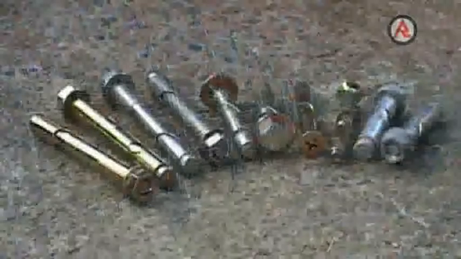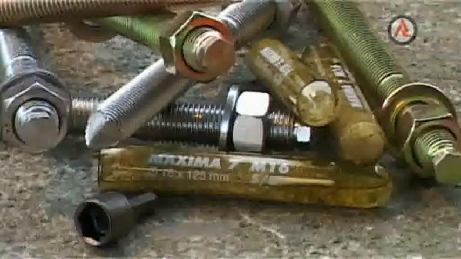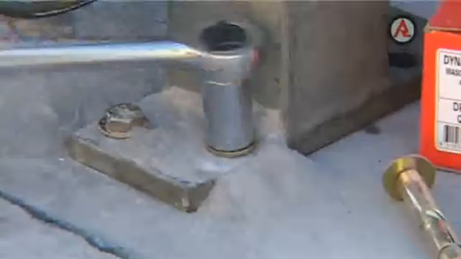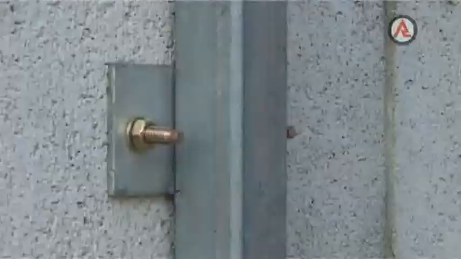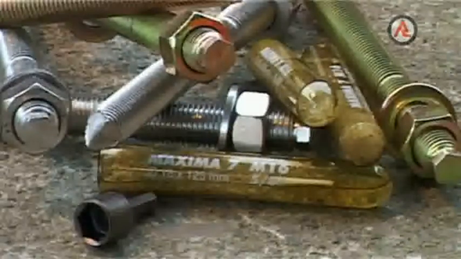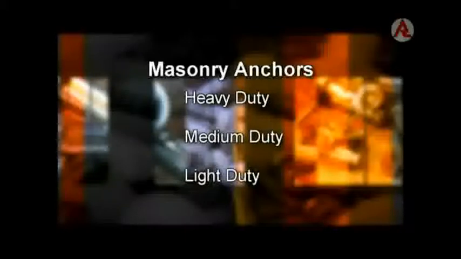Masonry anchors in the larger sizes are able to support heavier loads. They are available in a wider range of sizes, and no special training is required to use them. Masonry anchors can be divided into two specific groups: mechanical anchors and chemical anchors. Within each of these groups, the load-carrying capacity can be further divided into heavy-duty, medium-duty, and light-duty anchors.